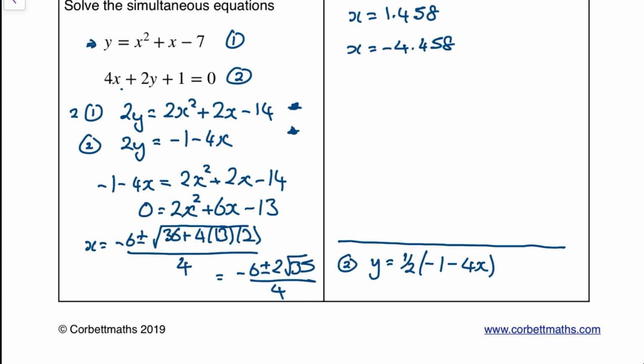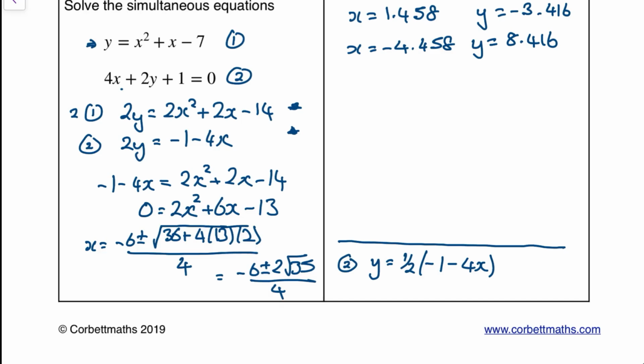So again, calculator out, using x equals 1.458. That tells you that y equals minus 3.416, and x equals minus 4.458. That tells you that y equals 8.416. Now, because I've used only 3 decimal places of accuracy, I've shown all my working.